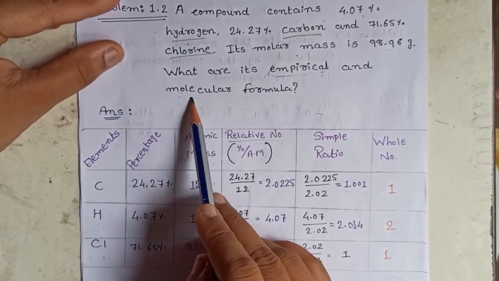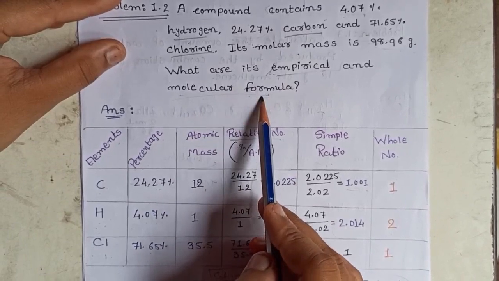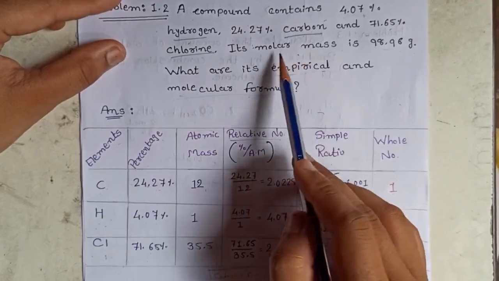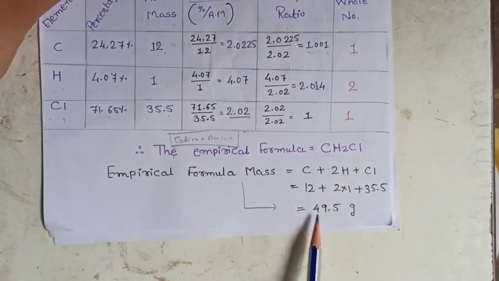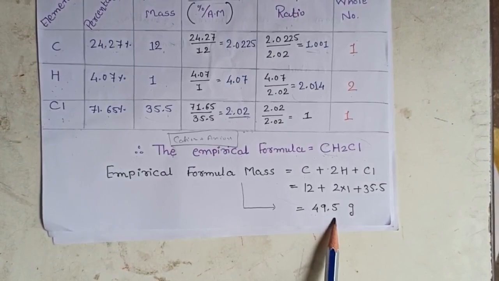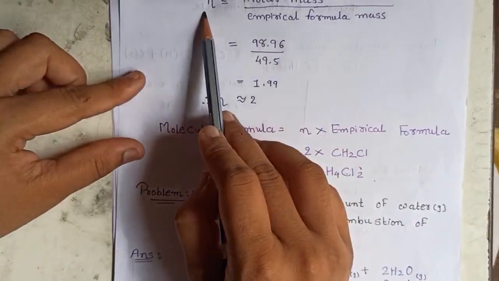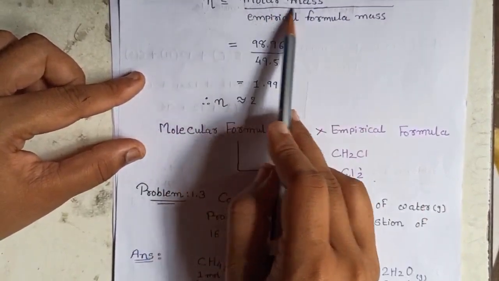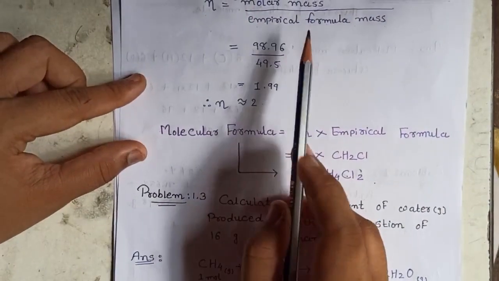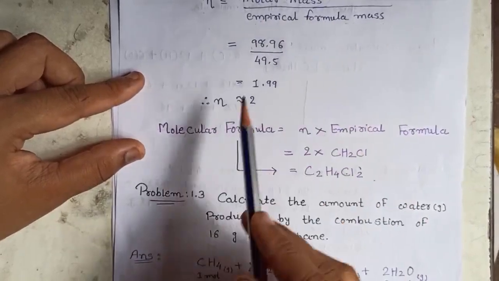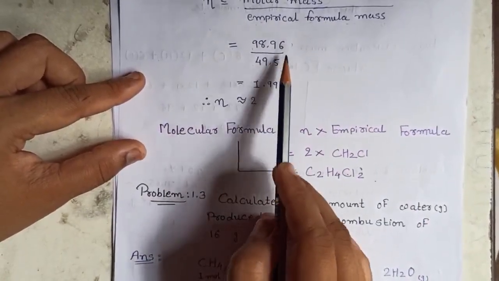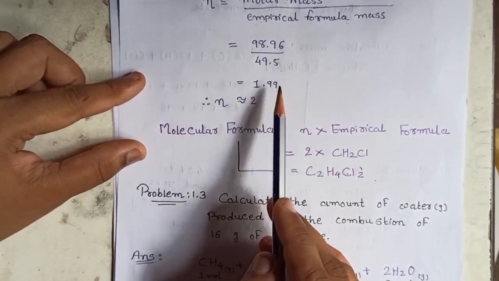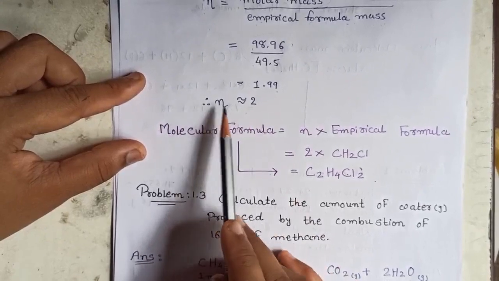Now one term is found, the empirical formula. Now we have to find out the molecular formula. For that you have to find out N, right? For N, the molar mass is given, and we already found the empirical formula mass. So N equals molar mass divided by empirical formula mass. Molar mass is given as 98.96 and the empirical formula mass you got by calculation is 49.5. If you divide that, you will get N equal to 1.99, which is near about 2. So our N will be 2.